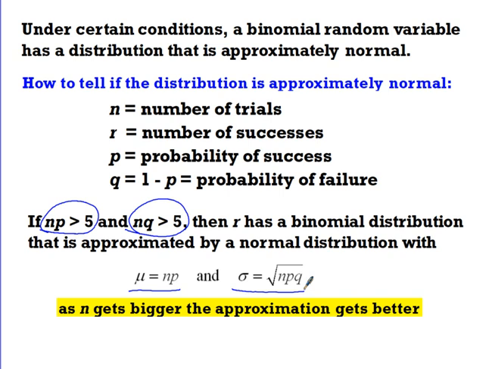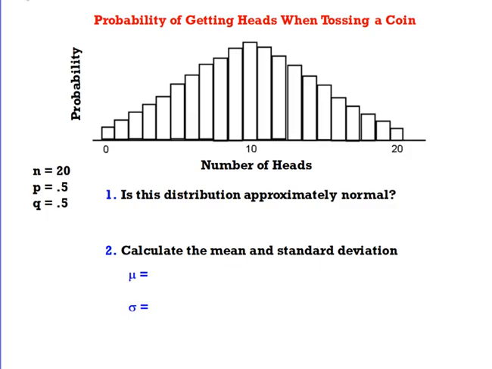But I'm going to show you how to do it with a particular coin project. Okay, first of all, does it even fit the requirements? So is NP bigger than 5? And does NQ work out to be bigger than 5? So 20 times the probability of success. Yeah, half of 20 is 10. 10 is bigger than 5. Okay, it's going to be the same thing here. Just so happens that P and Q are the same. That's also bigger than 5.